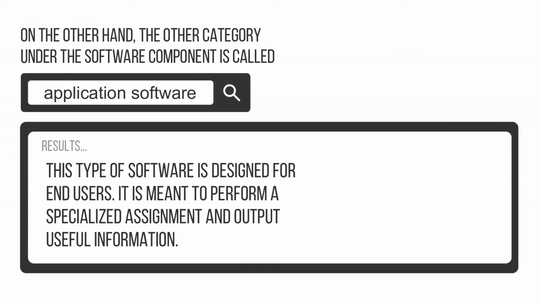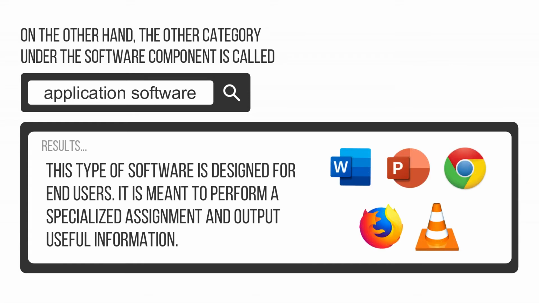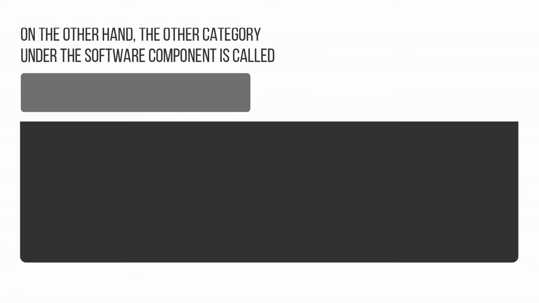On the other hand, the second category under the software component is called the application software. This type of software is designed for end users. It is meant to perform a specialized assignment and output useful information. Some examples include Microsoft Word and PowerPoint, internet browsers such as Google Chrome and Firefox, and multimedia platforms such as VLC Media Player. There are two more classifications under application software.